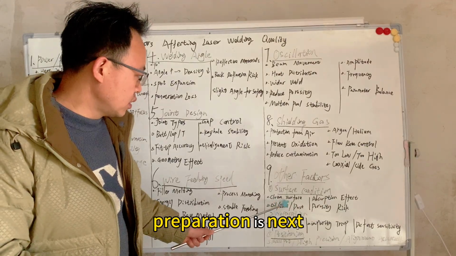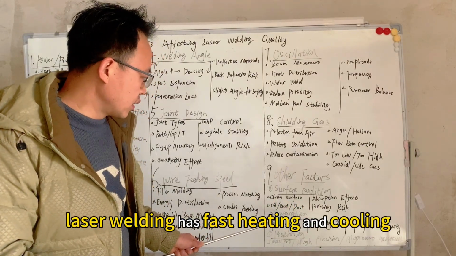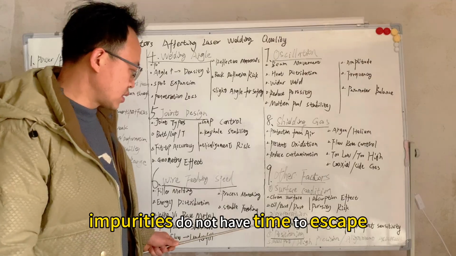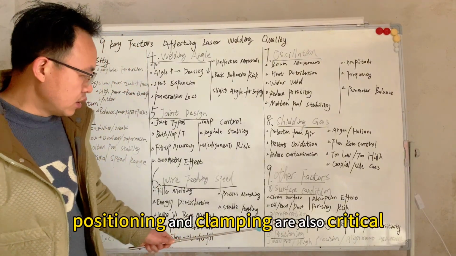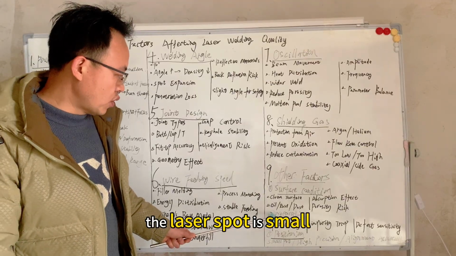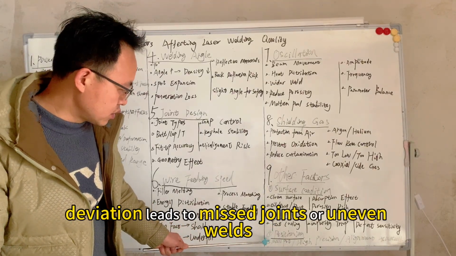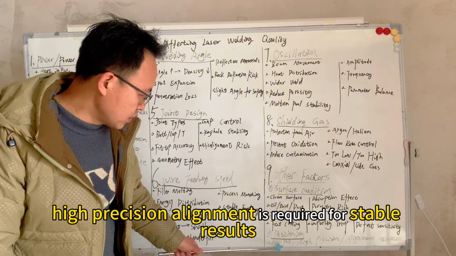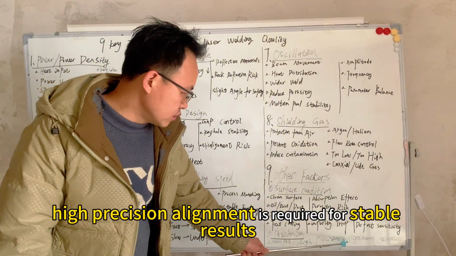Preparation is next. Laser welding has fast heating and cooling. Impurities do not have time to escape. Defects are easily trapped. Positioning and clamping are also critical. The laser spot is small. Deviation leads to missed joints or uneven welds. High precision alignment is required for stable results.